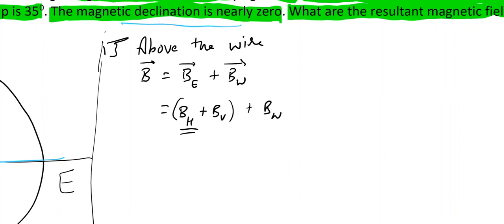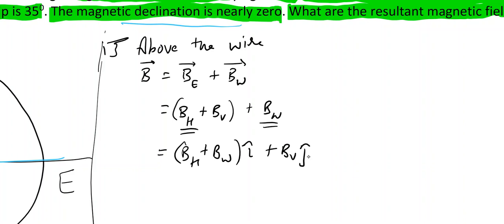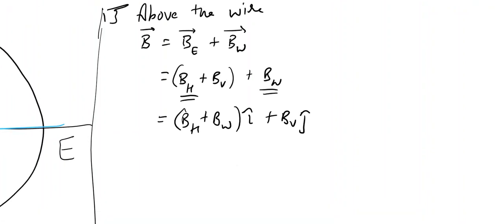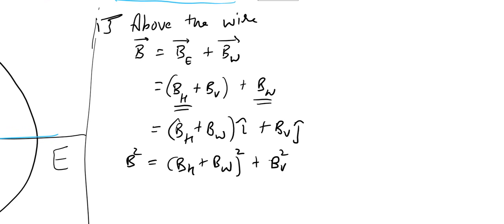Now, horizontal component of Earth's magnetic field and wire both will be along the same line, and hence what I have to do is first find out BH plus BW. Let it be in i cap direction, then BV will be in j cap direction. Then I can say that B square is (BH plus BW) whole square plus BV square. This is when you are above the wire.